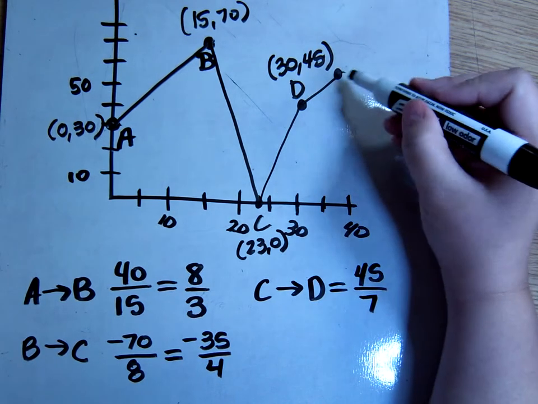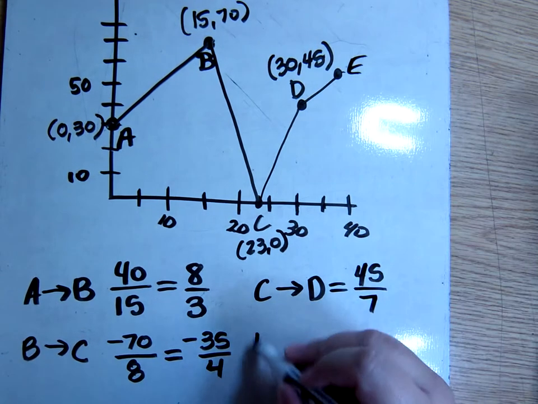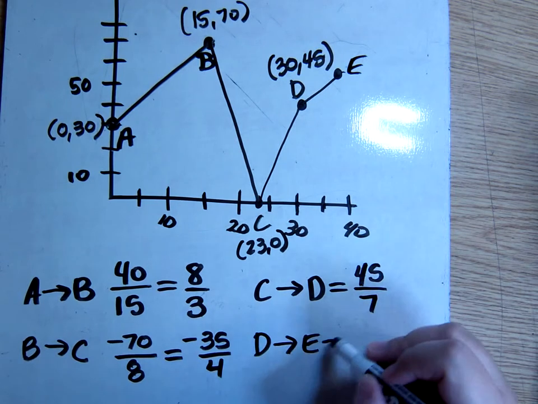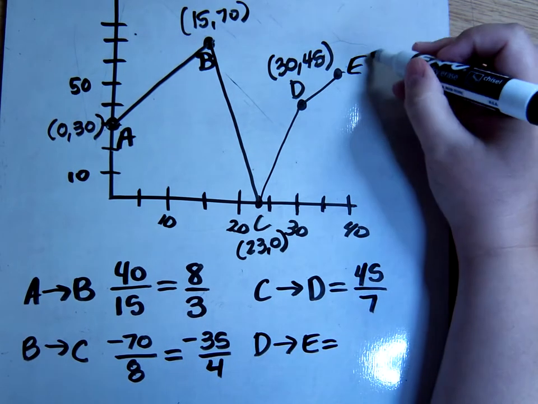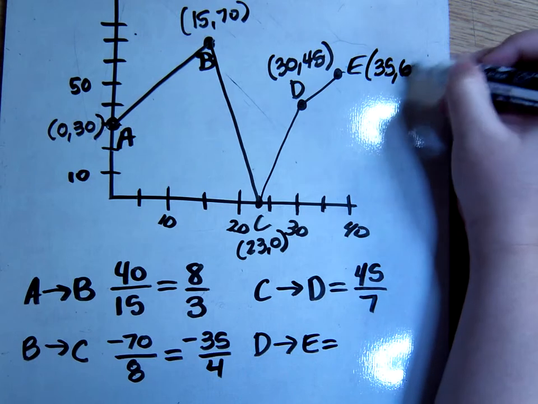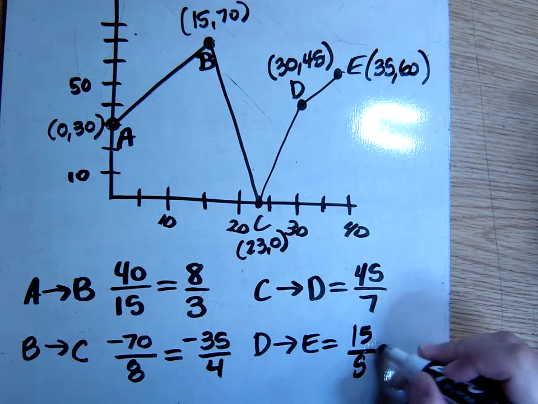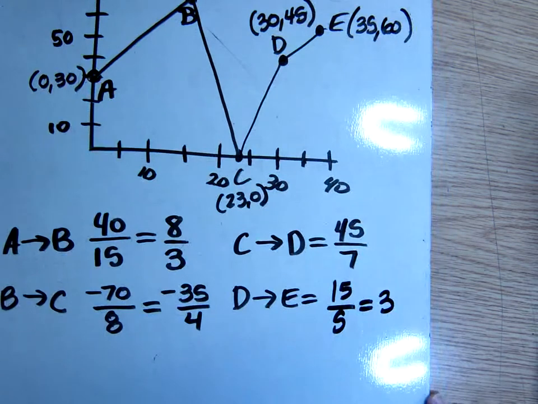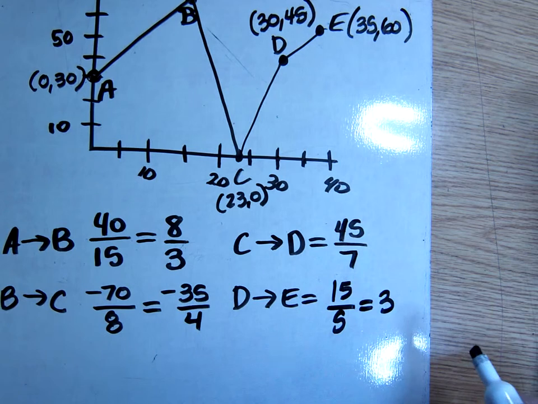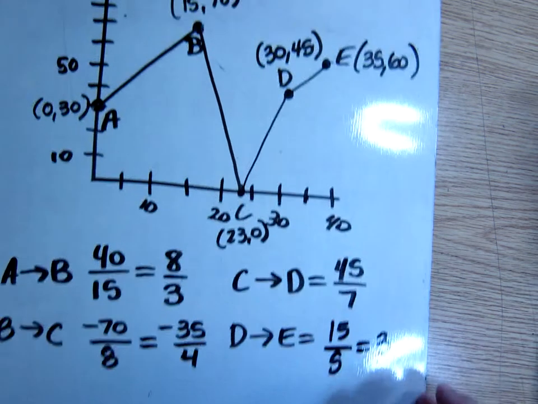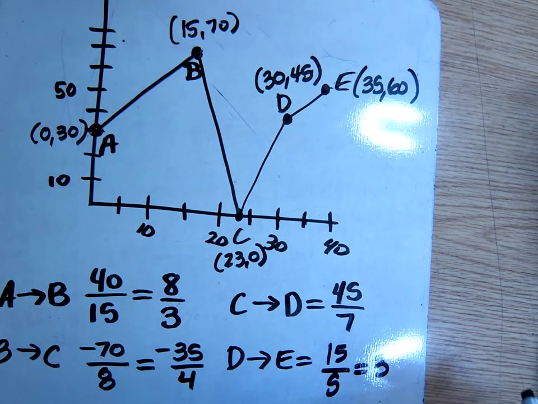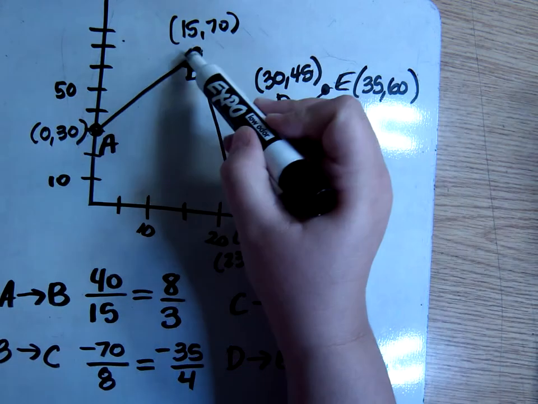And last but not least, from D to E, we have 60 minus 45 over 35 minus 30, and that's 3. So those are your rates of change from one point to the next point for each one of these. And I guess it makes sense to connect these just so that you can see that we're basically finding the slope of a line.